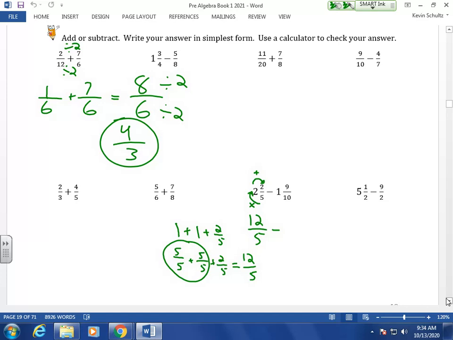Carly. 19/10. So we have 12/5 minus 19/10. Okay? Are we able to subtract them as they are written? Why not? The denominators are not the same. So how do we get them the same? In our first example, we had the option of either going to 6, which we did, or we could have gone to 12 also. In this case, not quite so much. Our options are more limited. So what do you see?